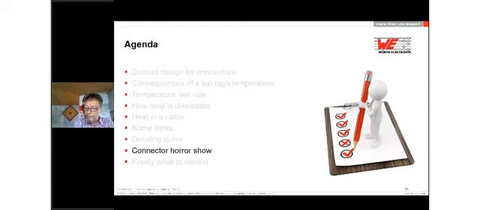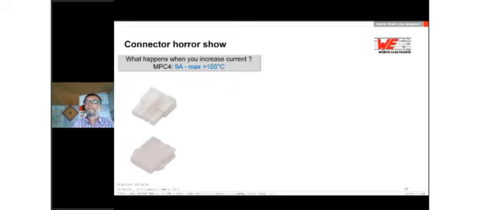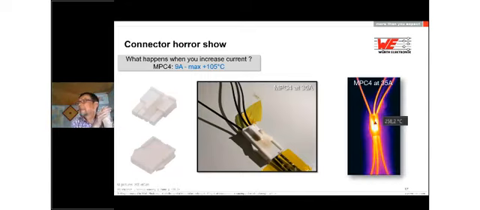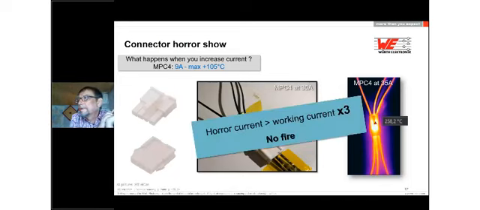So at the end, I wanted to show you some crazy things when we apply 3 times higher amps on the connector than allowed. This connector is an MPC4. It's suitable for 9 amps at 105 degrees. We tried it out with 35 amps. And as you can see, it gets very, very hot, too hot for the connector. For sure, it gets 258 degrees Celsius, but it didn't burn. So it's a horror current, the working current multiplied by 3, but we have no fire on our connectors. This is because of the security margin we have in our plastic materials.